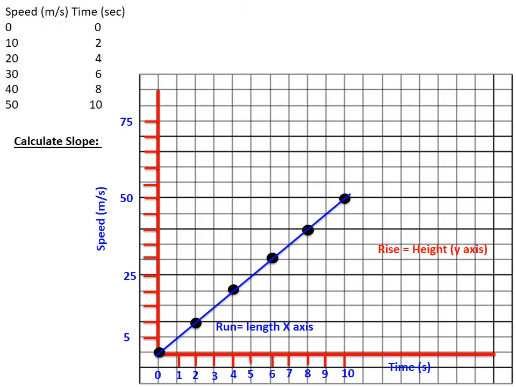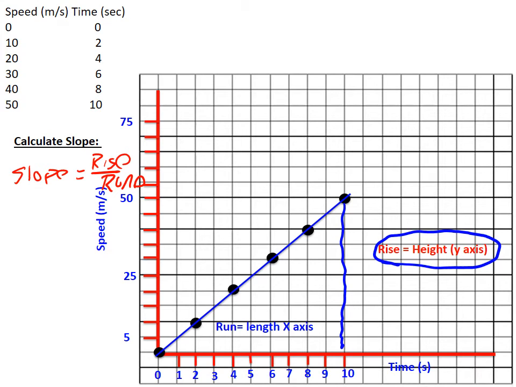The next thing it's going to ask me to do is calculate the slope. Once again, slope is always equal to the rise over the run. Again, we note that the rise is the height on the y-axis, how high it goes, whereas the run is always the length on the x-axis.